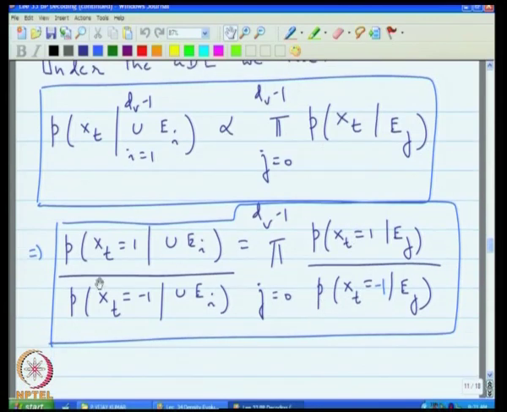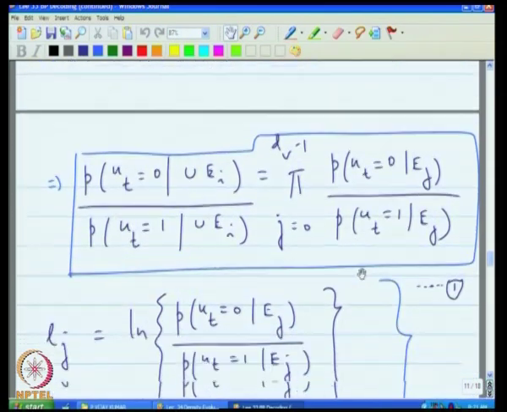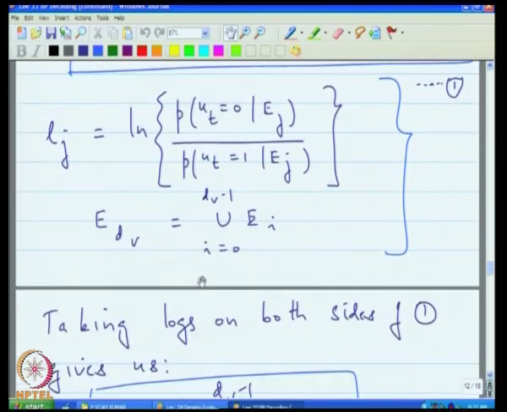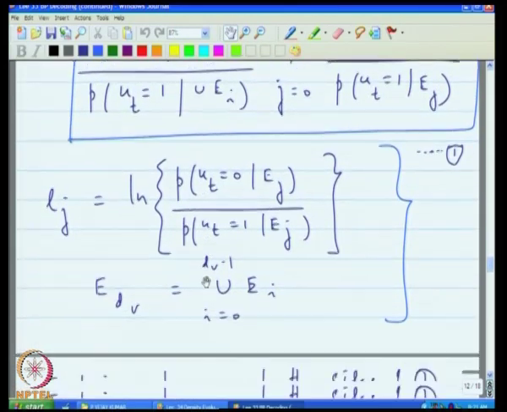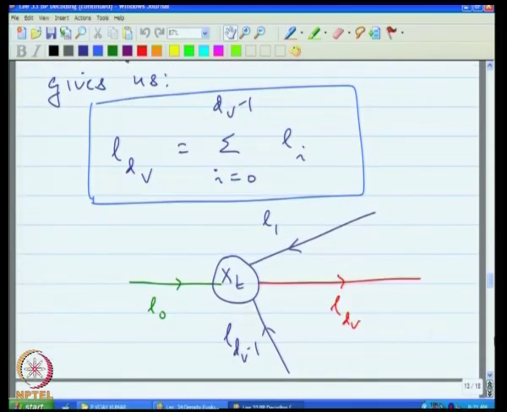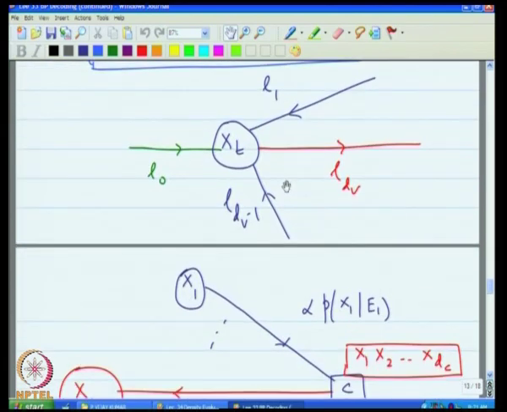Okay. So, we have a likelihood ratio here on the left, which is the product of the likelihood ratios. Then we take logs on both sides, and that leads us to the simple expression that the log likelihood ratio at the outcome is simply the sum of the log likelihood ratios at the input. Okay. So, very clean and simple.